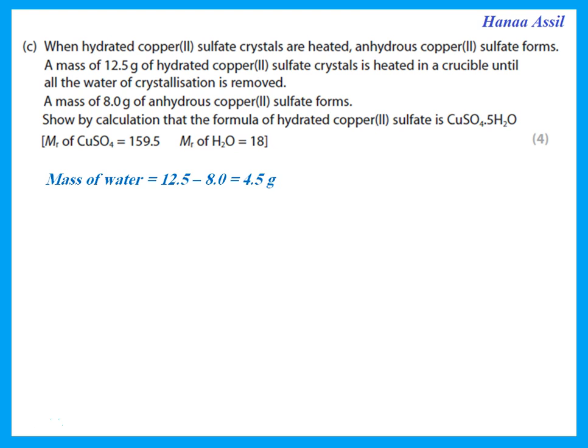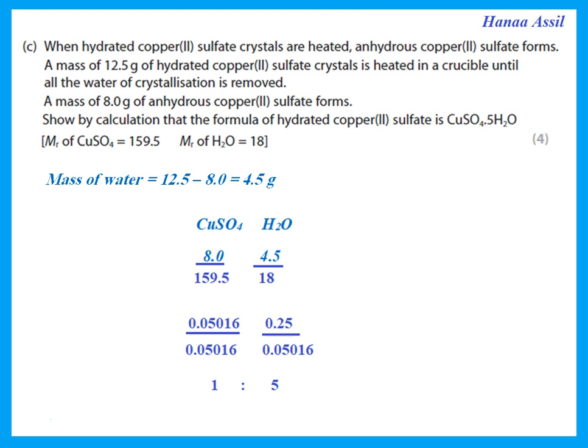Remember that in this case we get the mass of water. Of course, the mass of water is the difference between the hydrated and the anhydrous. And we already have the mass of the anhydrous, that is 8. So the copper sulfate alone is 8 grams. The water is 4.5 grams. And we're basically trying to get the empirical formula. So we divide by the MR of each one. The numbers that come out, we divide by the smallest. This comes out 1 to 5. That means that the formula is copper sulfate 5 water.